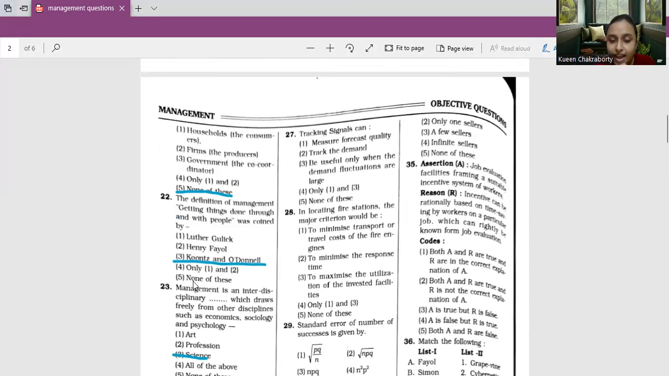Tracking signals can measure forecast quality, track the demand, be useful only when the demand fluctuations are large. Only 1 and 3, that is measure forecast quality and be useful only when the demand fluctuations are large, or number 5, which is none of these.